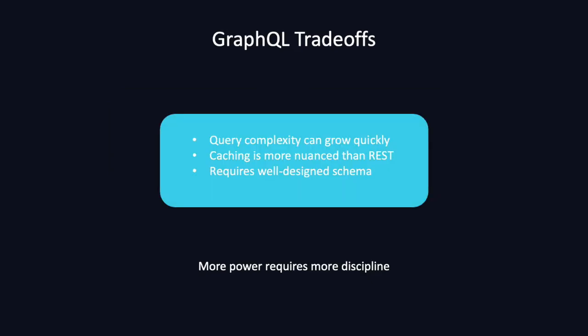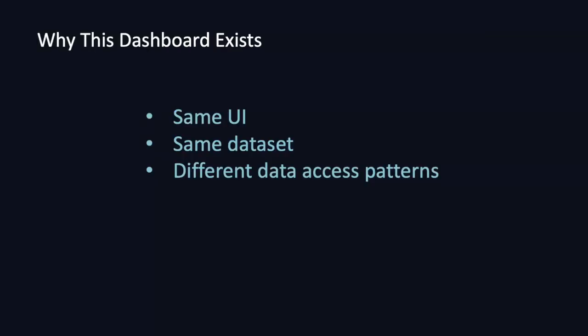But GraphQL isn't automatically better. It introduces its own trade-offs. Query complexity can grow quickly, caching becomes more nuanced compared to REST, and you need a well-designed schema to avoid performance issues. So while GraphQL gives the client more power, it also requires more discipline in how the queries are structured. This is exactly why I built the dashboard, to make those differences visible.